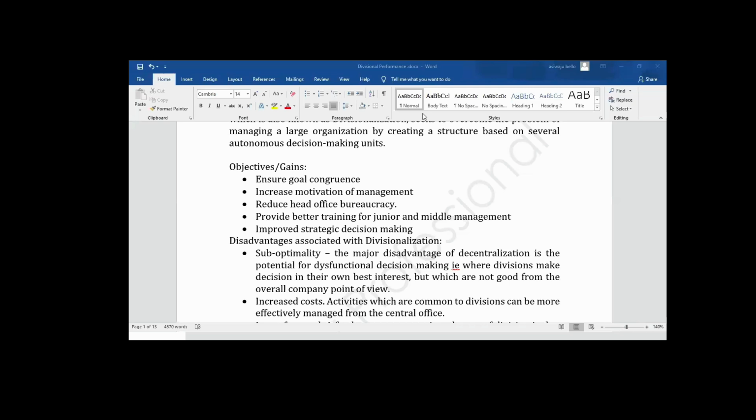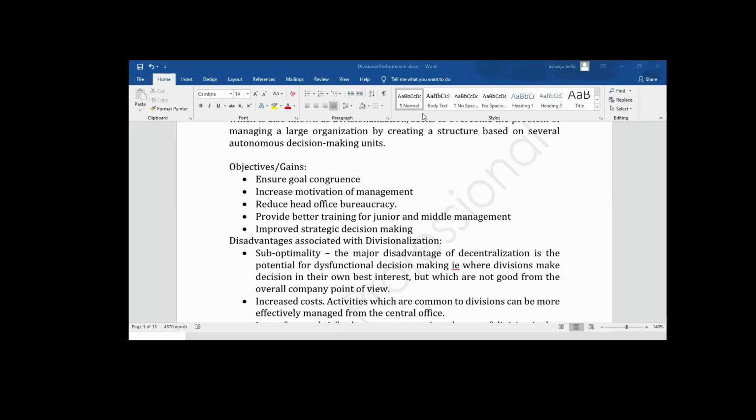All right. Please allow me to go back to a question. Amarachi asked that we should throw more light on reduction in head office bureaucracy. How does divisional structure help to reduce head office bureaucracy?